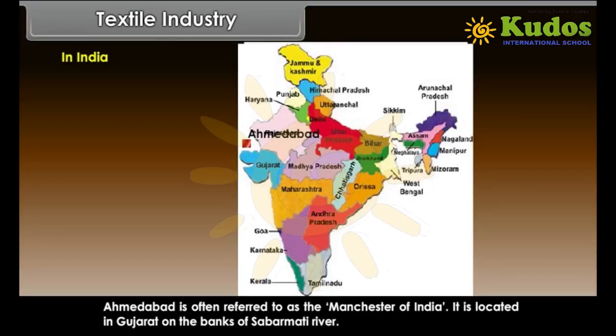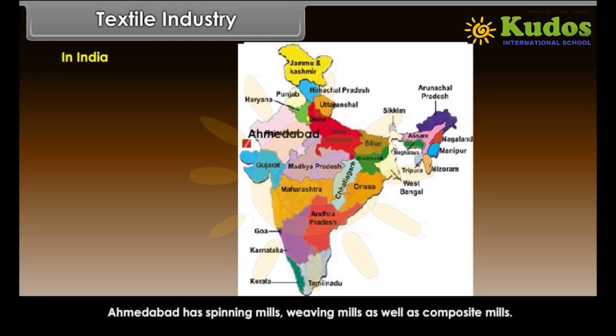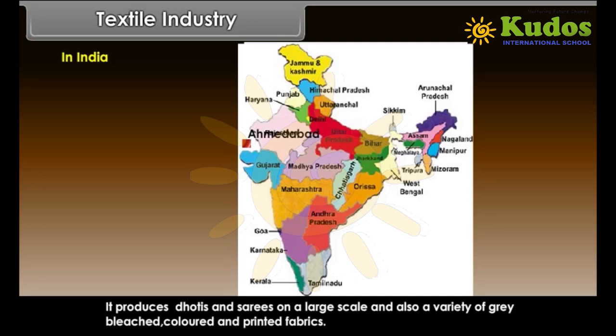Textile industry in India. Ahmedabad. Ahmedabad is often referred to as the Manchester of India. It is located in Gujarat on the banks of Sabarmati River. Ahmedabad is the second leading producer of cotton textiles. Ahmedabad has spinning mills, weaving mills as well as composite mills. It produces dhotis and saris on a large scale and also a variety of grey, bleached, colored and printed fabrics.